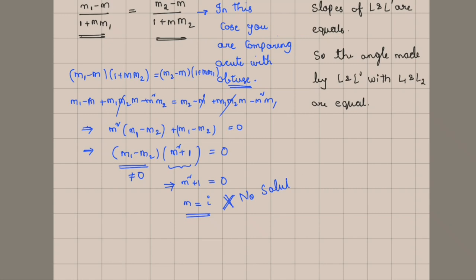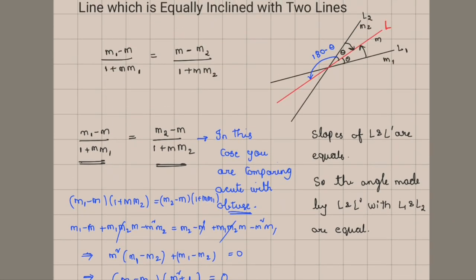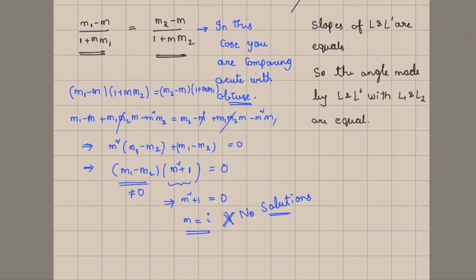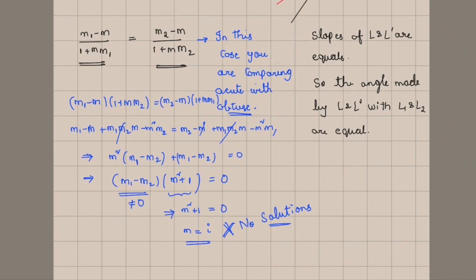See, you should be very clear about the concepts. Here, when we are comparing an obtuse with an acute angle, obviously the slope shouldn't have a solution. This is what we got here.